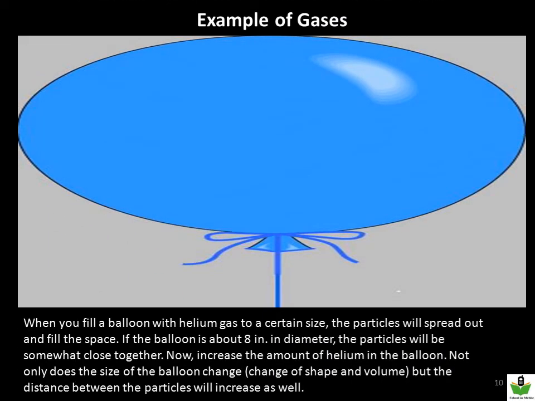To get more clarity about gases, let's see one example of a balloon. When you fill a balloon with helium gas to a certain size, the particles will spread out and fill the space. If the balloon is about 8 inches in diameter, the particles will be somewhat close together. Now, increase the amount of helium in the balloon. Not only does the size of the balloon change, that is change of shape and volume, but the distance between the particles will increase as well.